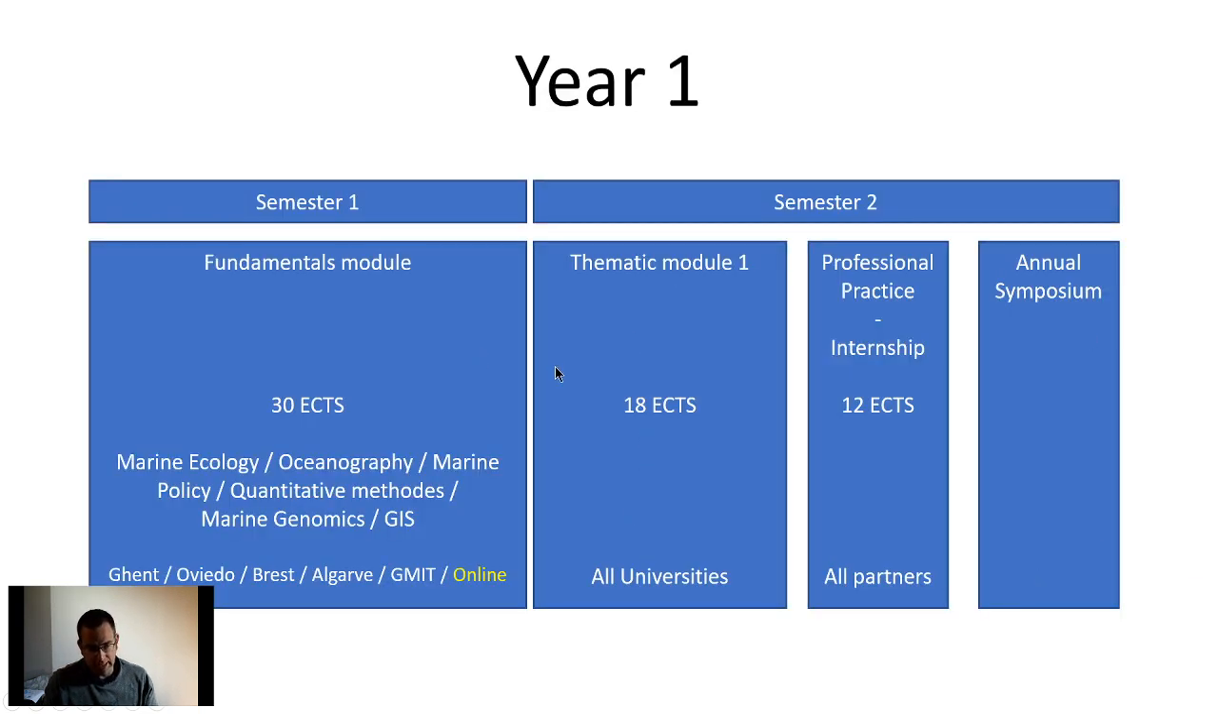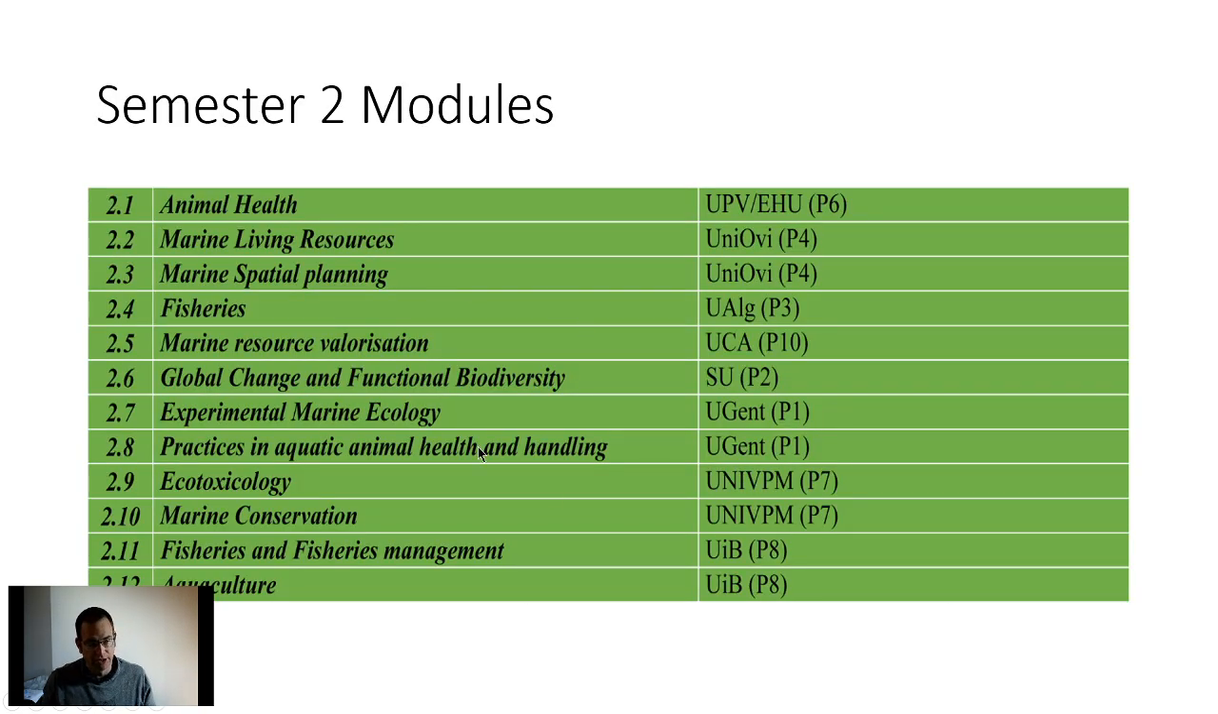Now, just to summarize, this is what your next year will look like. You will be able to follow the first semester at one of the universities or take the online alternative. And for semester 2, things should be normal as they were announced on our website. You start with a thematic module of 18 ECTS, and afterwards you do a professional practice, and we close the academic year with an annual symposium. I won't go into detail on the second semester modules, but that's the list you can also find on the website, for which you have already been selected, and those are the mobilities that we're still planning to organize.